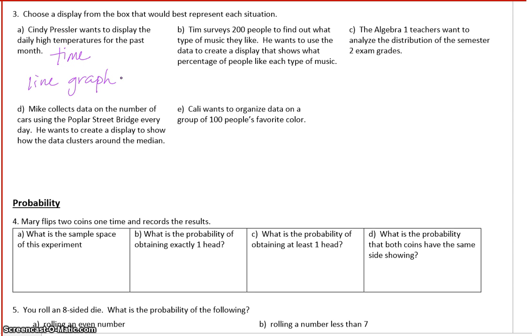And for letter B, it says Tim surveys 200 people to find out what type of music they like. Okay, we're talking about music here. He wants to use the data to create a display that shows the percentage. Okay, so this is going to be a circle graph.